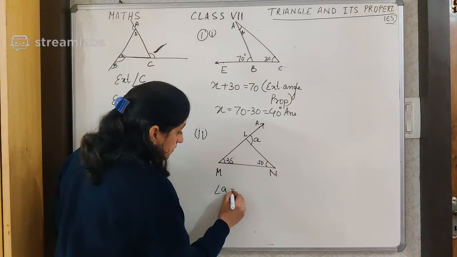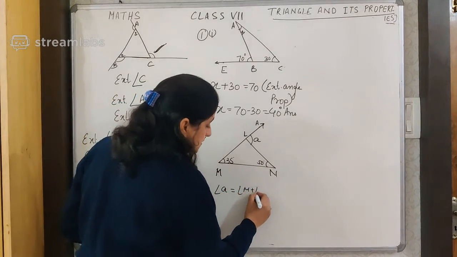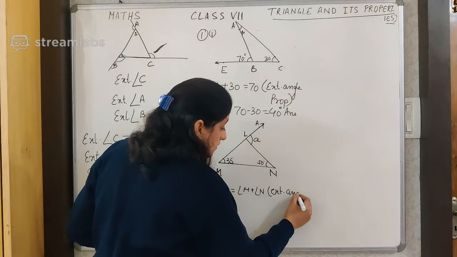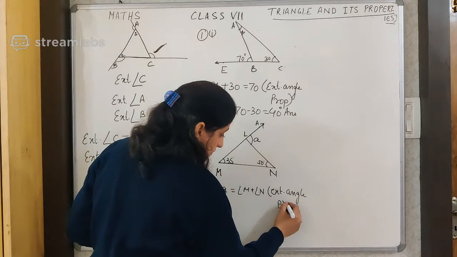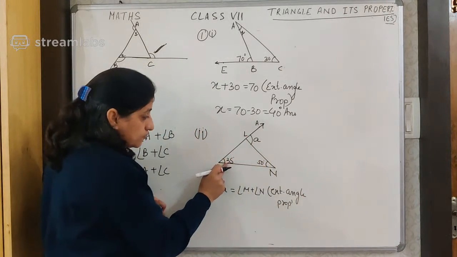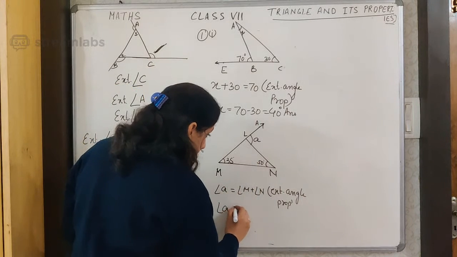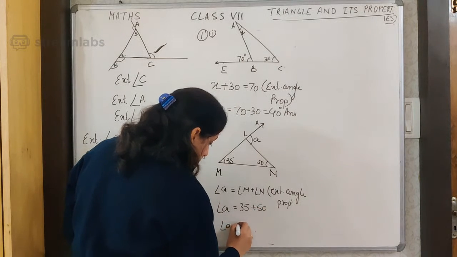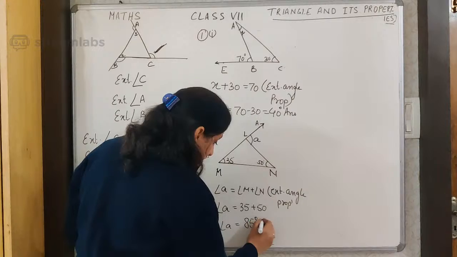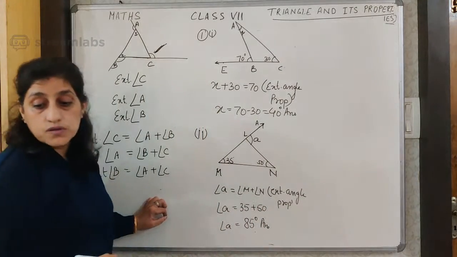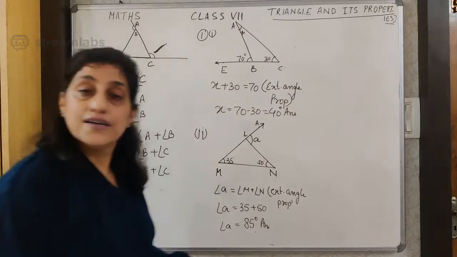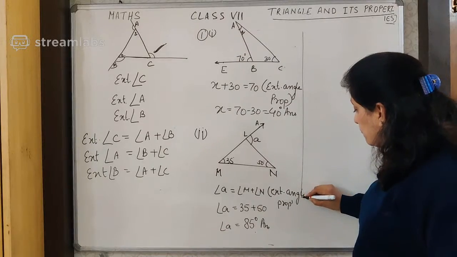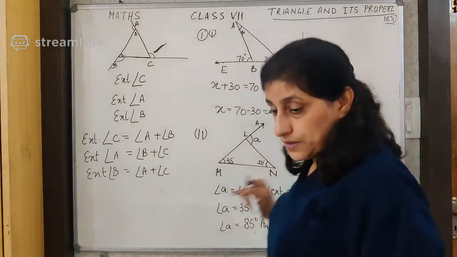Alright, so now what will I get? Angle A is equal to angle M plus angle N, and the same reason, this is the exterior angle property. The exterior angle is equal to the sum of the opposite two interior angles. So angle A is equal to 35 plus 50, which is equal to 85 degrees as the answer to this question. Got it, children? Isn't it very interesting? If you pay attention, maths is really fun.